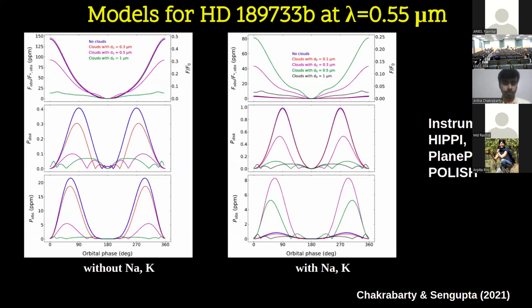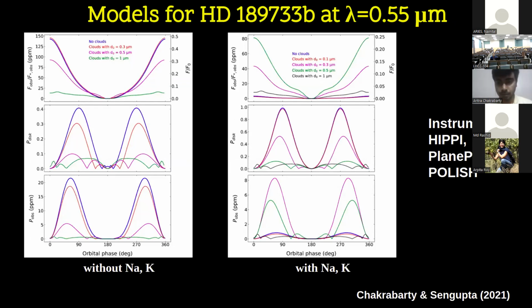So this one shows the predicted polarization for the planet HD 189733b. You can expect a maximum of 20 or 22 ppm polarization, and with clouds included, it's even less. And the presence of atomic absorbers like sodium and potassium also affects it. So it's a way to detect whether sodium and potassium are present or not.